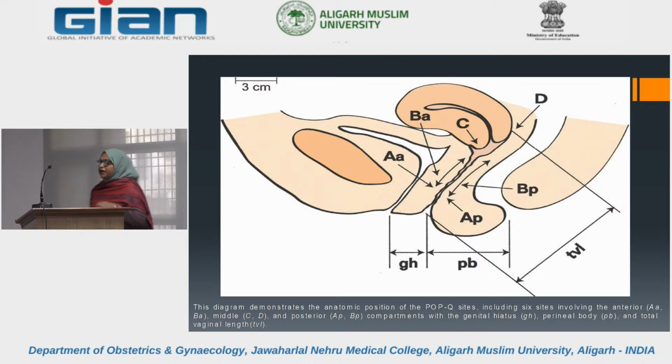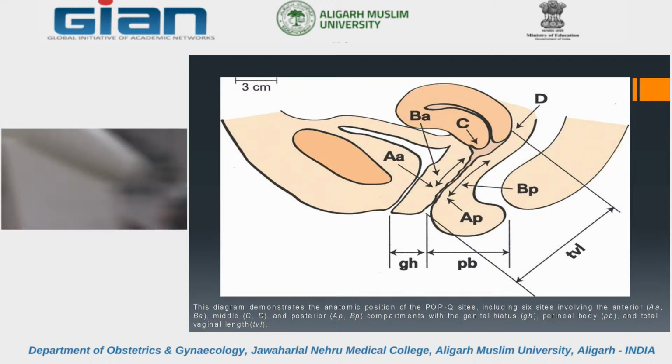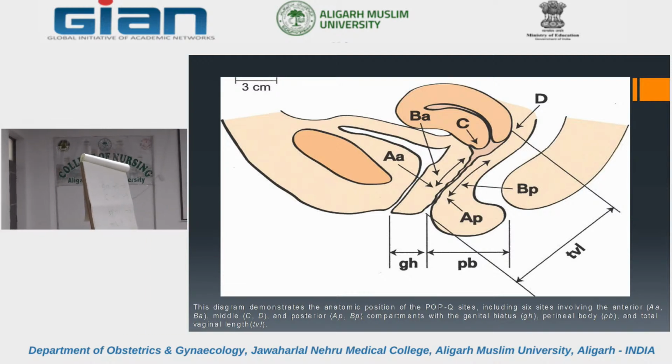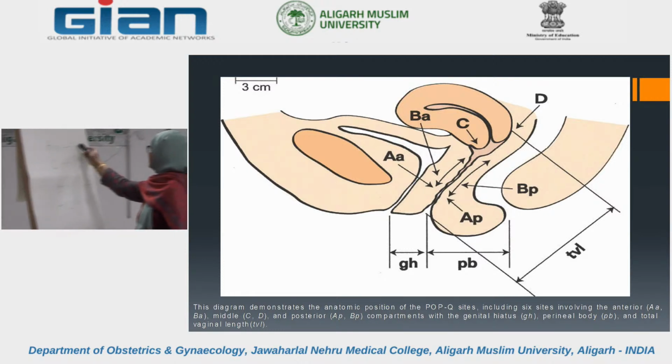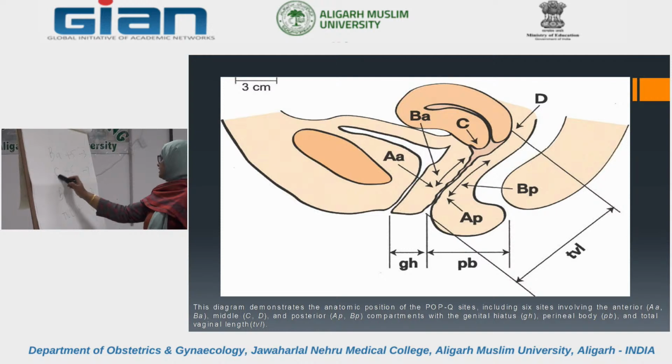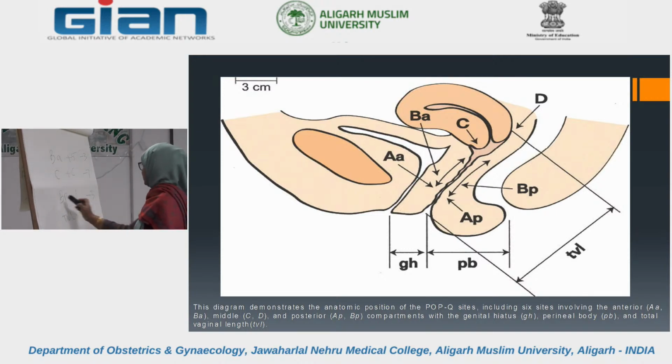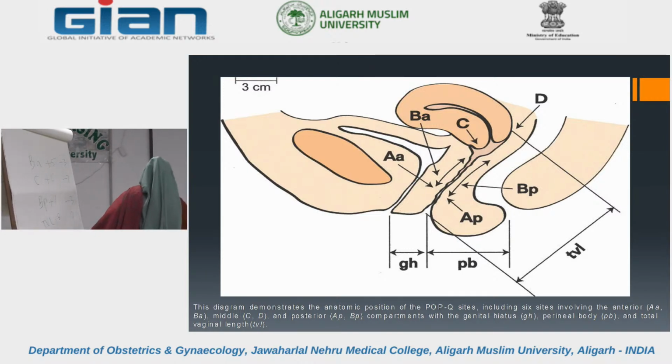Okay? So anything which is in minus is no prolapse. Anything, as ma'am has already showed yesterday, anything in a positive is prolapse. Like Ba, this will be cystocele. C, this will be rectocele. Bp is the rectocele and TVL here is 8. So anything in the positive will be prolapse, negative won't be a prolapse.